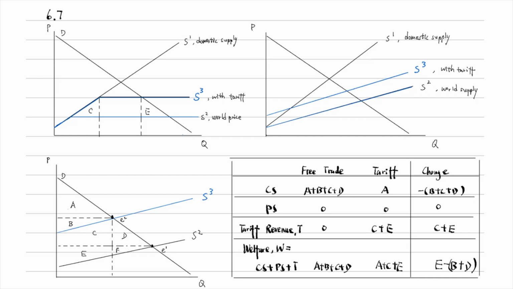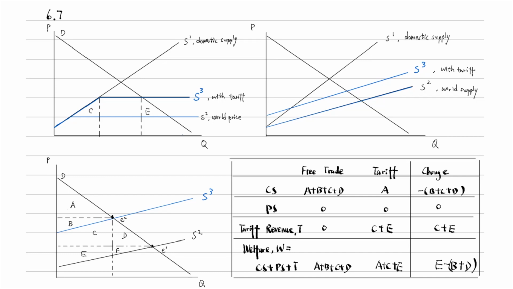After imposing the tariff, the market equilibrium is E2. The domestic consumer surplus reduces to the area of A. The domestic producer surplus is still zero. The government collects a tariff revenue equal to the area of C plus E. It equals the tariff per unit times the quantity of imports.